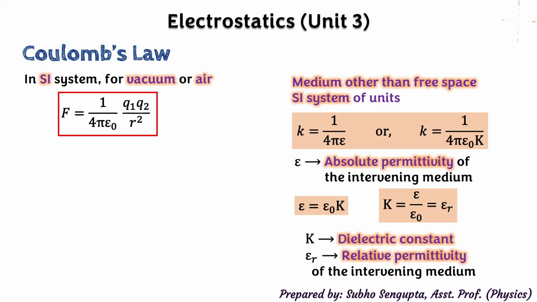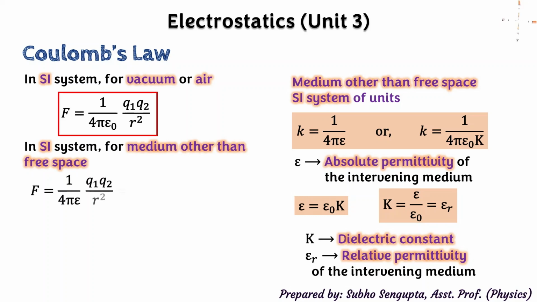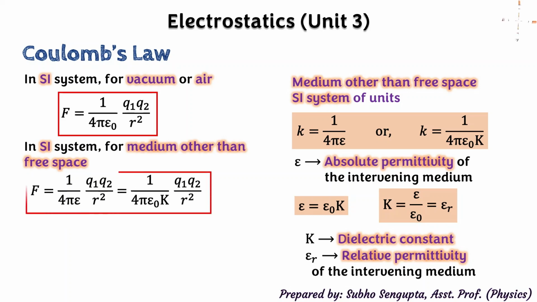Now, back to our current discussion. So, the mathematical form of Coulomb's law in SI system for any medium other than free space or air is F is equal to 1 upon 4 pi epsilon times Q1 Q2 upon r squared. Or, you can also write F is equal to 1 upon 4 pi epsilon 0 K times Q1 Q2 upon r squared.